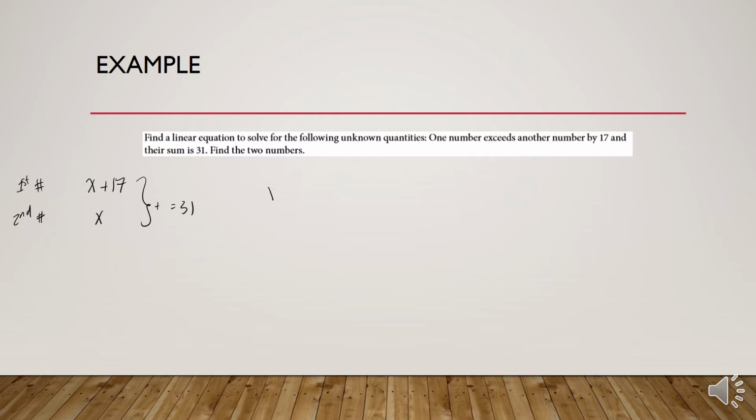So my equation here is going to be x plus x plus 17 equals 31. To solve this, we'll do 2x, because x plus x is 2x, plus 17 equals 31. Then we will subtract 17 from both sides, so I'll get 2x equals 14. Divide by 2, and I get x equals 7. So one of our numbers is 7, but then the question is, what is the other number? Well, remember the other number was x plus 17, which would equal 24. So my two numbers are 7 and 24.